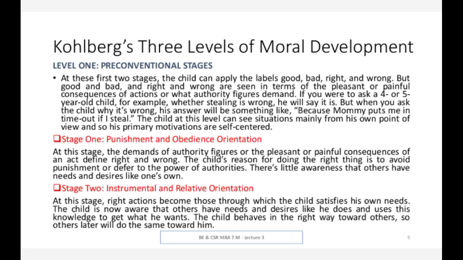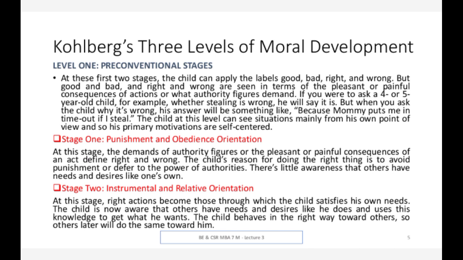Stage 1, punishment and obedience orientation. At this stage, the demands of authority figures or the pleasant or painful consequences of an act define right and wrong. The child's reason for doing the right thing is to avoid punishment or defer to the power of authorities. There's little awareness that others have needs and desires like one's own.